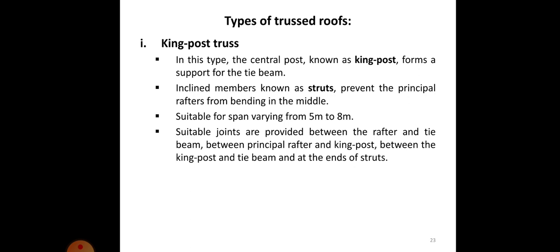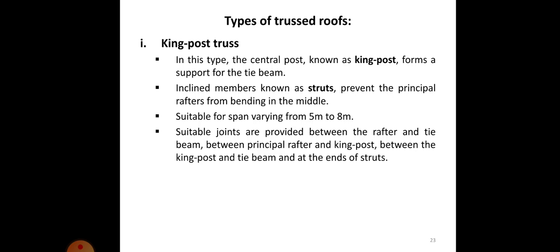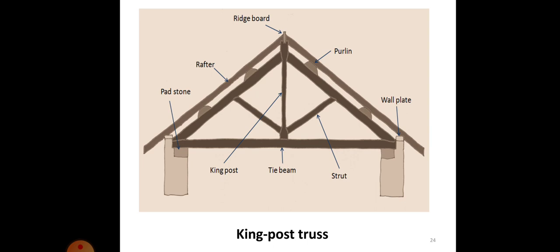Firstly, we have the king post truss. In this type of truss, as you see in the figure, there is a central vertical beam here in the middle. We call it the king post. And then there are inclined members. We call them the struts. So you can see there are two small struts which extend from the tie beam to the rafter, or to the principal rafter.